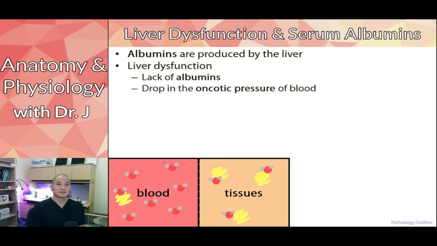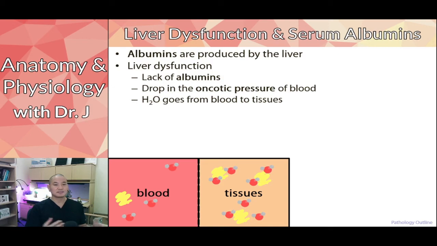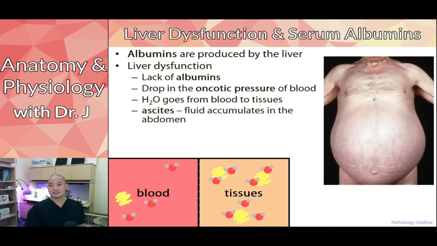So you have a drop in oncotic pressure, and now that we have more protein in the tissues and less protein in the blood, the blood is going to lose its ability to retain and hold on to the water. So this water is going to leave the blood and go to the tissues. If this happens in the abdomen, this is what we call ascites, and this is what we see here. Notice that this person's limbs are pretty skinny, but this is not just a big beer belly. This is all fluid accumulating in the abdomen due to liver dysfunction.